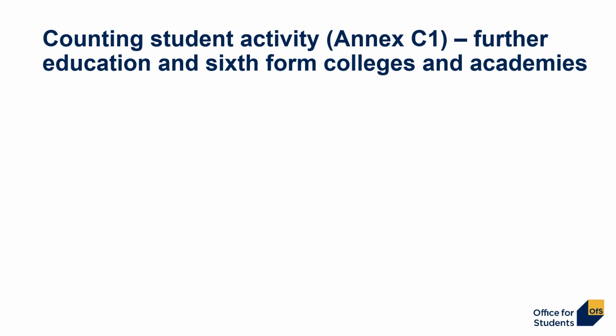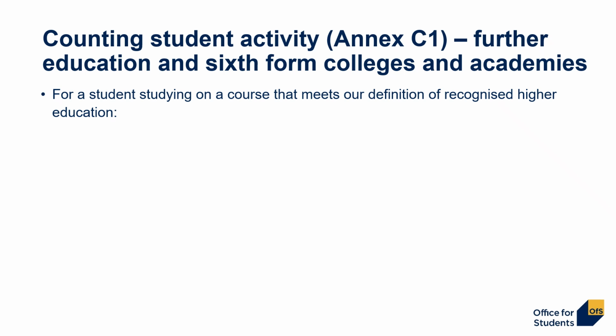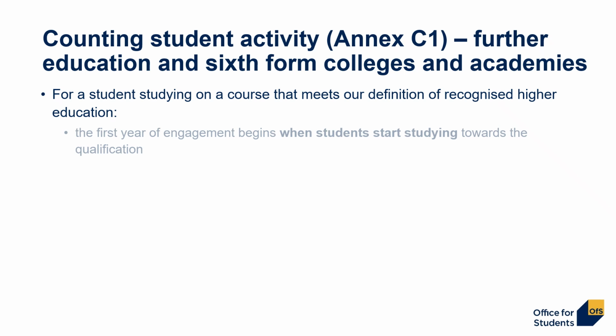First, those providers who return data to the ILR, that is further education in sixth form colleges and academies. As with all numbers recorded in HESIS, we record students on courses that meet our definition of recognised higher education. We talked about that in one of the previous videos. The first year of engagement is generated when a student begins studying towards a qualification. For example, if this is on the 4th of October, that's when their first year of engagement starts.